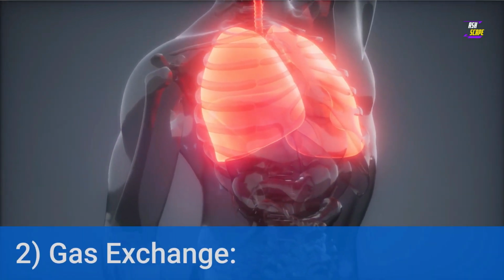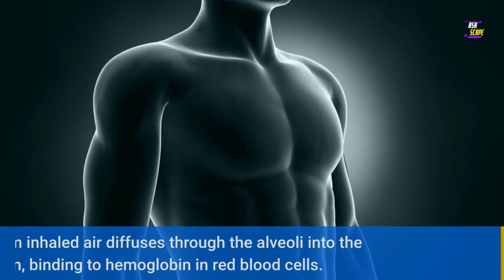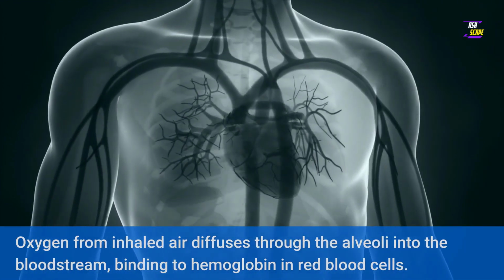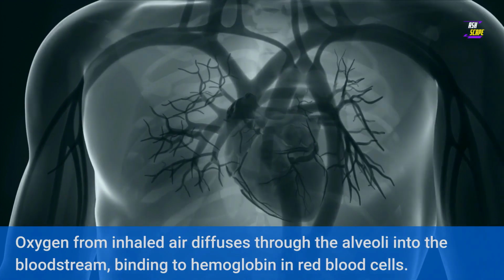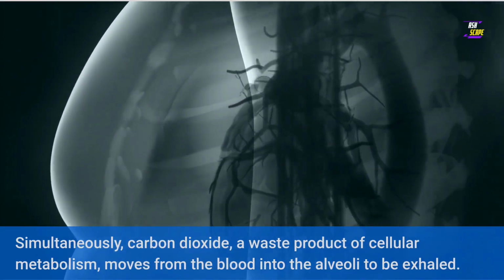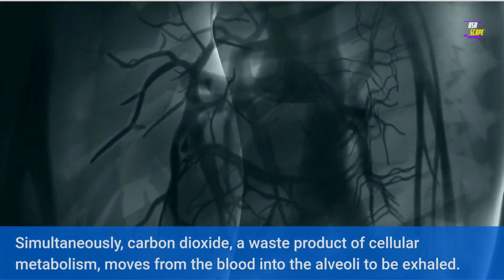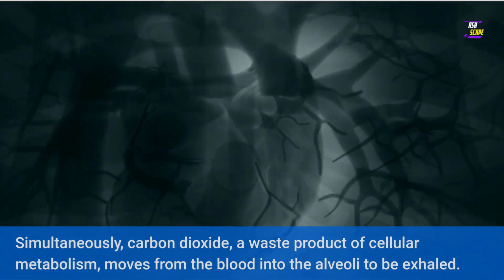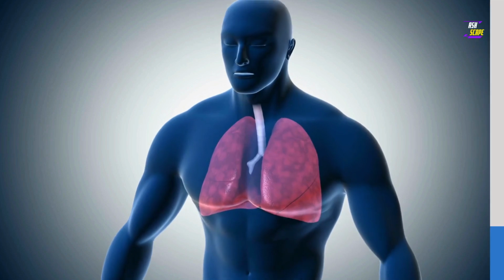2. Gas exchange. Oxygen from inhaled air diffuses through the alveoli into the bloodstream, binding to hemoglobin in red blood cells. Simultaneously, carbon dioxide, a waste product of cellular metabolism, moves from the blood into the alveoli to be exhaled.